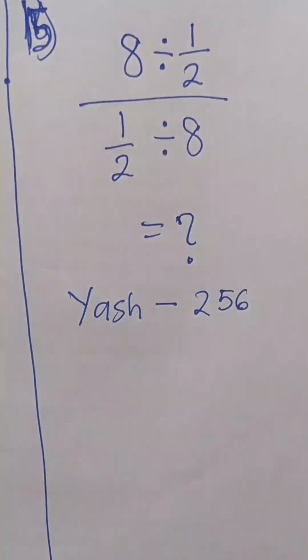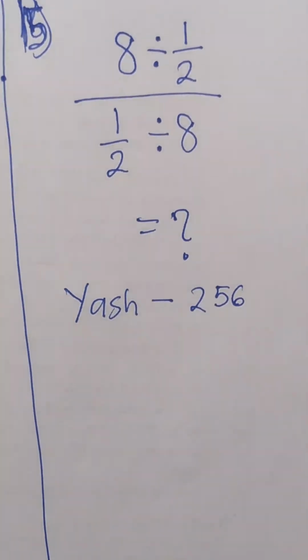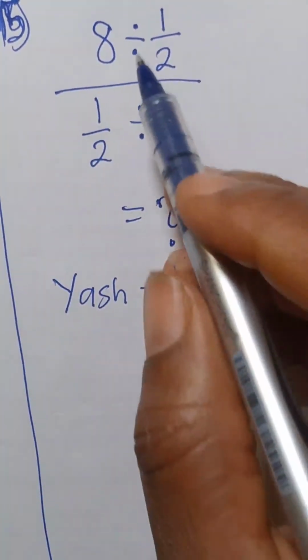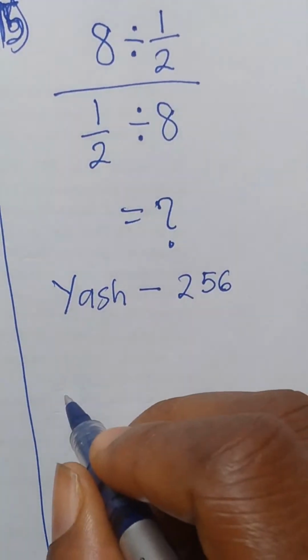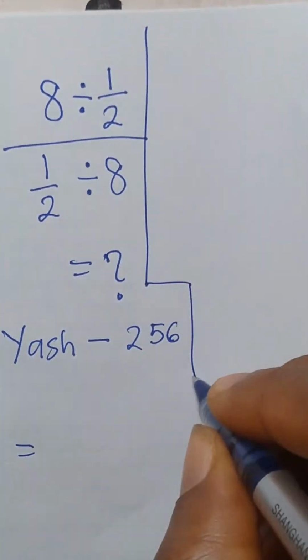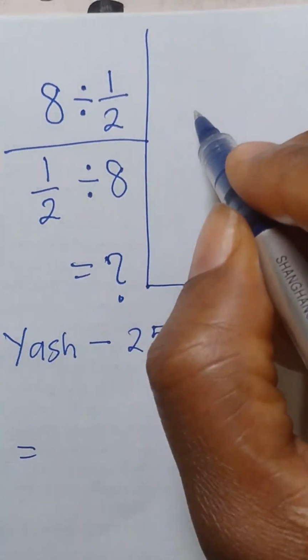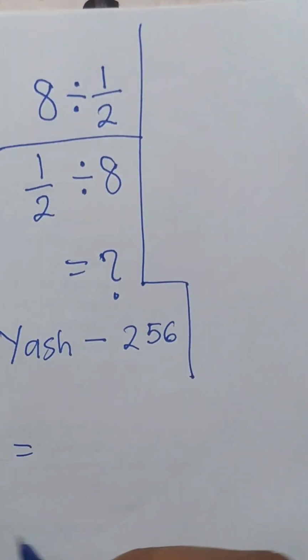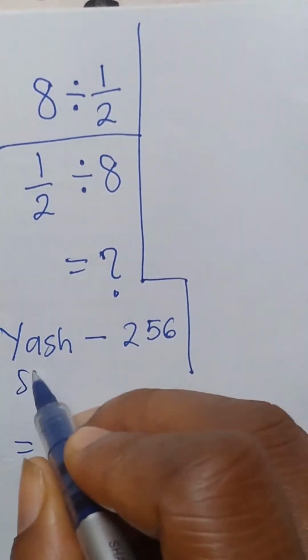Okay. So Yash solved. So let me solve this one. Now you're given 8 divided by half. I've done something like that before. Let me solve it by the side here. Okay. 8 divided by half.